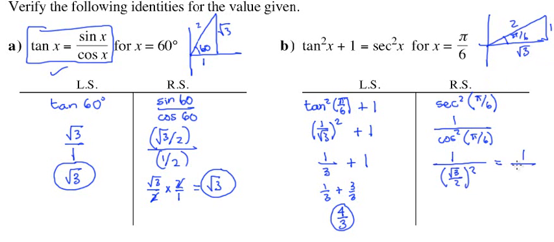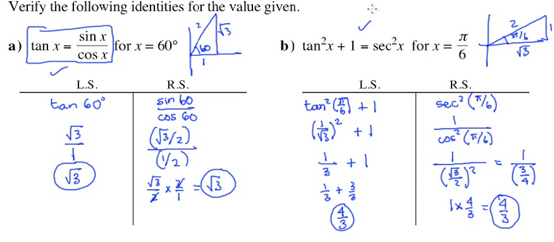When we square it, we get root 3 squared is 3, 2 squared is 4, and 1 divided by 3 over 4 comes out to 1 times 4 over 3, and look at that, it matches again. Left-hand side equals right-hand side, so is this an identity?